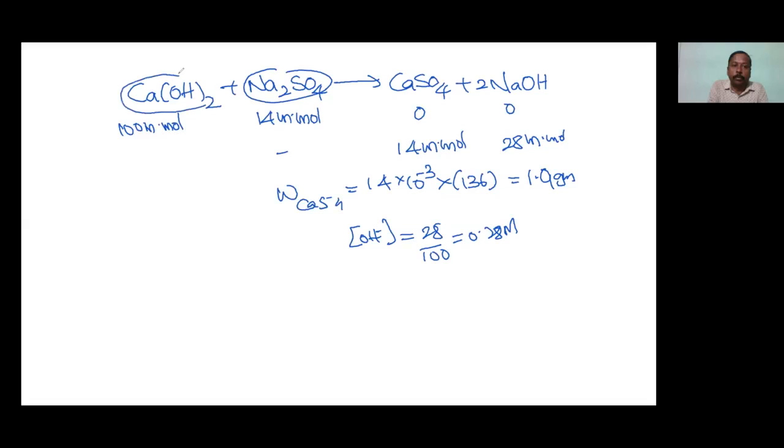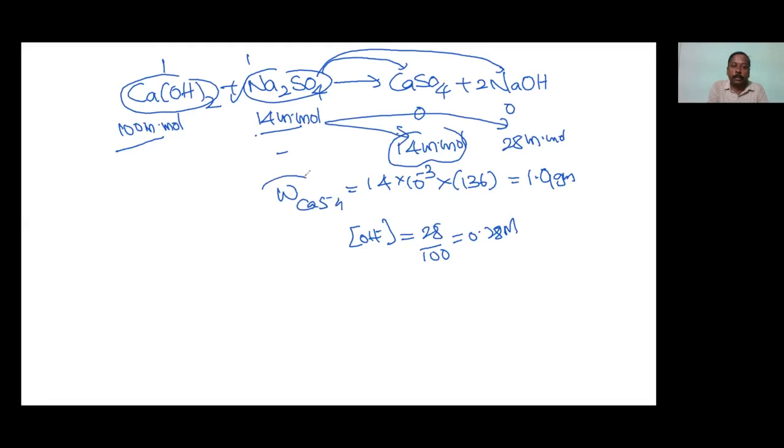With the given mass, I found the millimoles as 100 millimoles and 14 millimoles. Here both require only 1 mole, which means the limiting reagent will be Na2SO4. According to that, the product will be formed. If this is 1 mole, this is also 1 mole, and this will be 2 moles. So this was 14 millimoles, so 14 into 2, 28 millimoles.